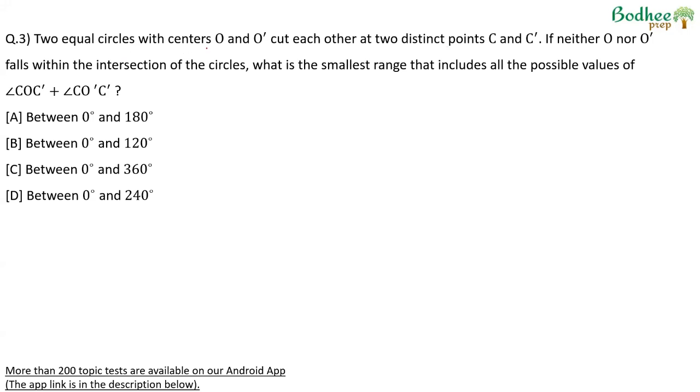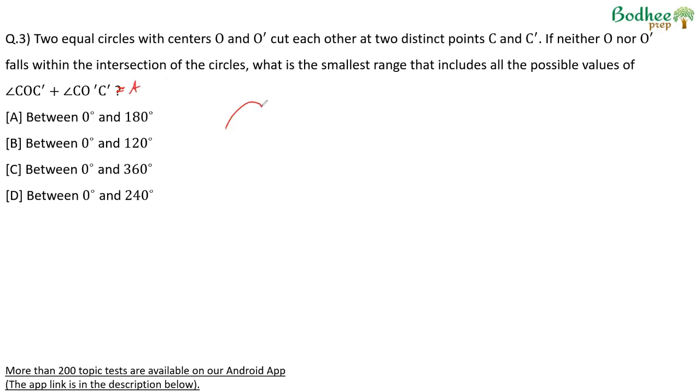Two equal circles with centers O and O dash cut each other at two distinct points C and C dash. Neither O nor O dash falls within the intersection, so the centers lie outside the intersection of the circles. What is the smallest range that includes all possible values of angle C O C dash plus angle C dash O dash C? Suppose the sum of these two angles is A.